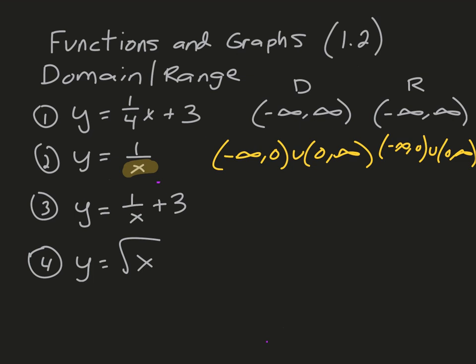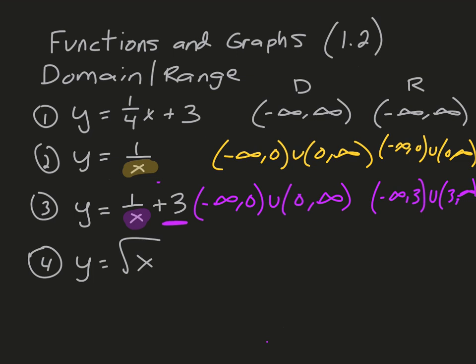So we'll use the same approach for example 3. Again, we have an x in the denominator, so we know the domain can't include 0. For the range, it's a little bit different. For the range, think about the principle that we used last time. We know that 1 over x can't be 0, but then we're adding 3 to it. So now we're really saying that our fraction plus 3 can't be 3. So there's no way for that expression to work out to be 3. So our range is negative infinity to 3, and then 3 to infinity, not including the 3.